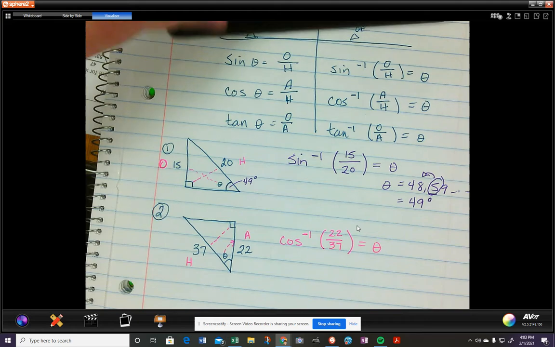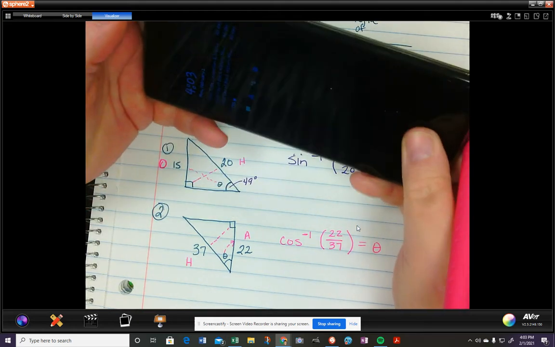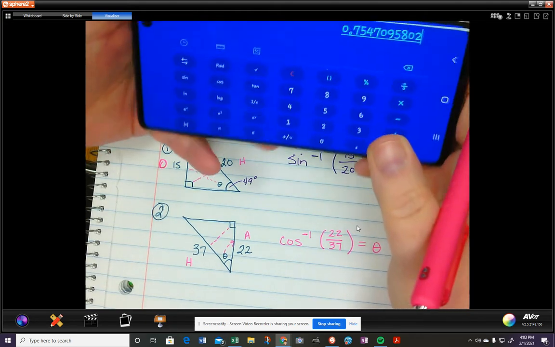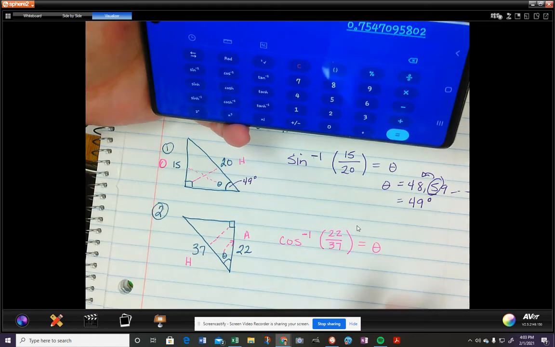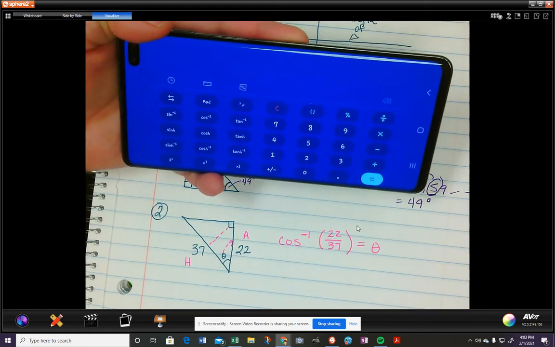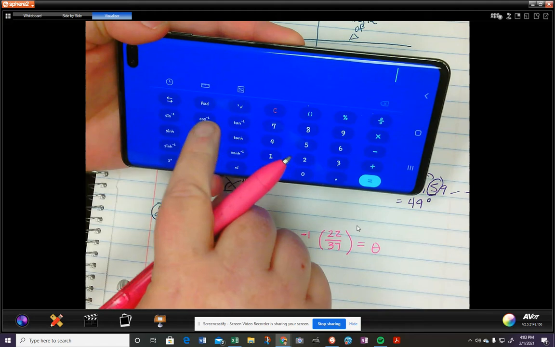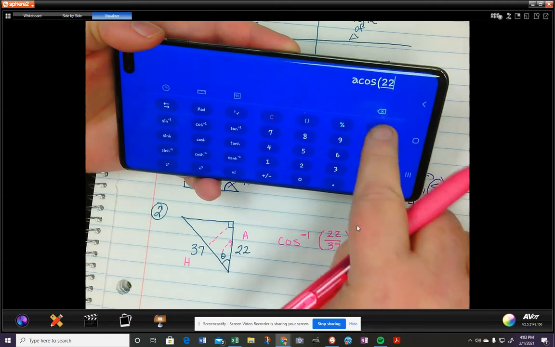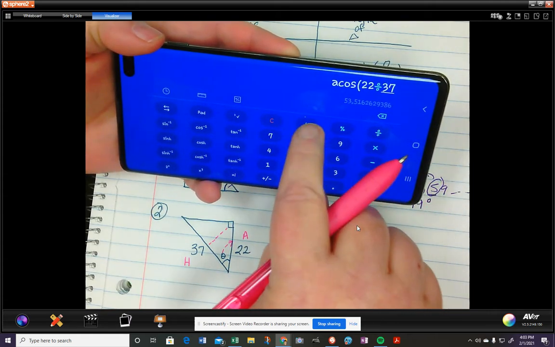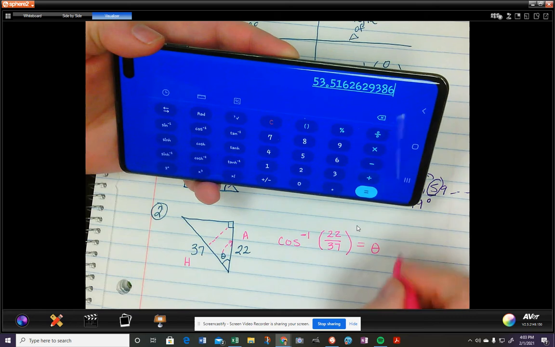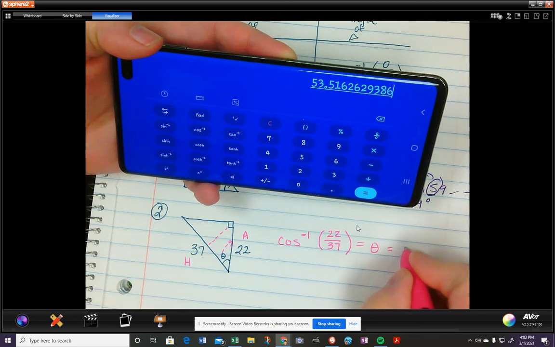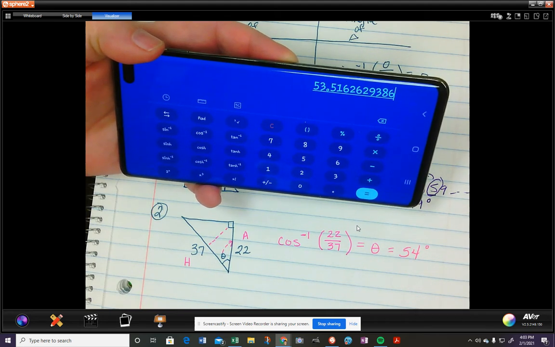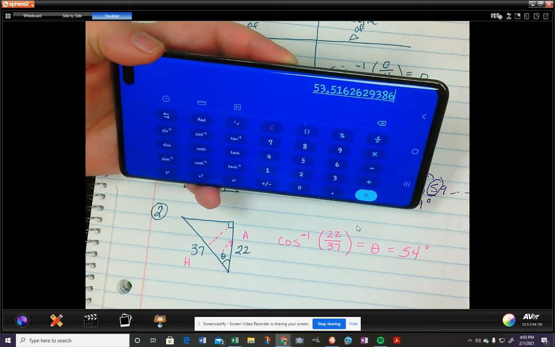All right, so let's go to our handy calculator. Now I have to go back to my numbers. And so I'm going to type cosine -1, 22 divided by 37, close parentheses, equal. And I get 53.5, which I'm going to round up to 54 degrees. Not so bad, huh? Let's try one more, number 3.